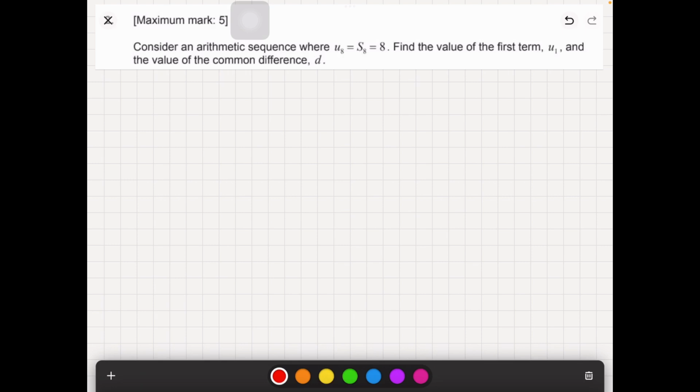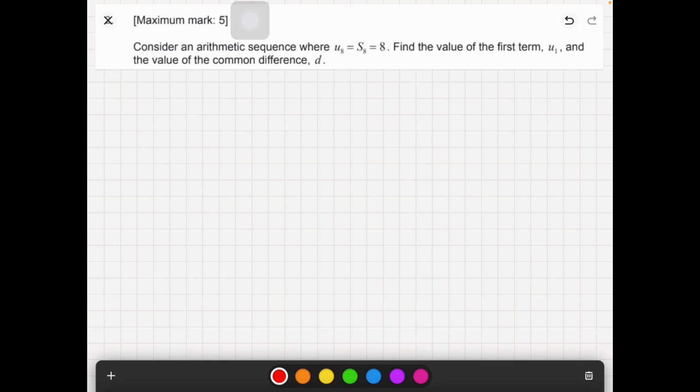This question states, consider an arithmetic sequence where U8 is equal to S8 is equal to 8. Find the value of the first term U1 and the value of the common difference d. So first of all, when I see a question like this, I like to first look at the hidden information, I guess. So here, by telling us what U8 and S8 are, we can use that to our advantage and figure out this question.